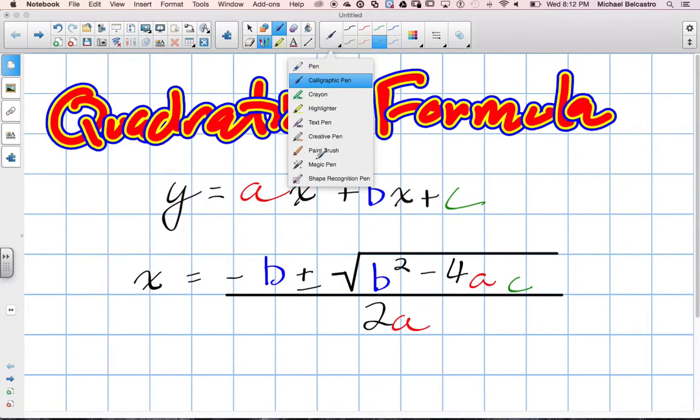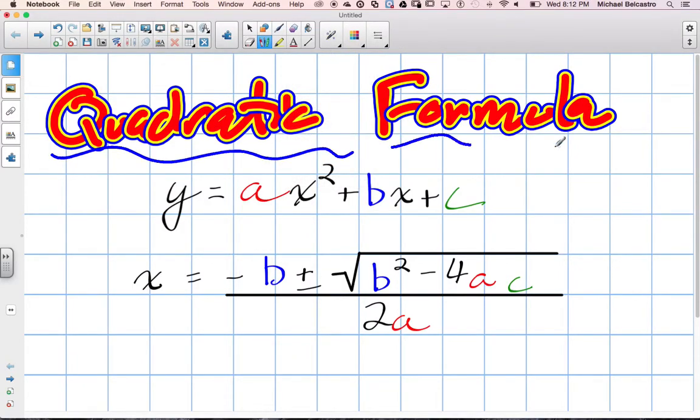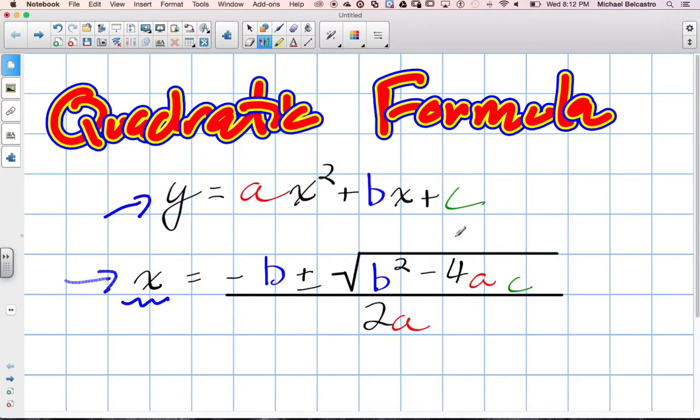Okay, so we're going to look at what's called the quadratic formula. There we go. This is what they call the quadratic formula. What it does is it solves for x, and it solves for x when we're in the standard form of a quadratic. If you remember, there's a couple different forms, but this one is standard.